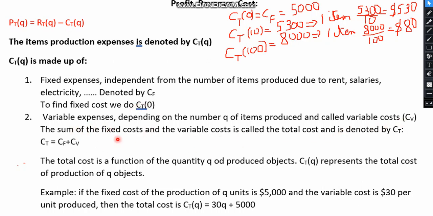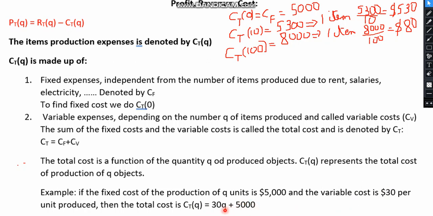The variable cost is the cost of each item, such as the raw material needed to produce it. Let us take an example. If the fixed cost of production of Q units is $5,000, for example a monthly payment before you start production, and the variable cost is $30 per unit, so every unit will cost you $30. So the total cost will be 30Q plus 5,000.